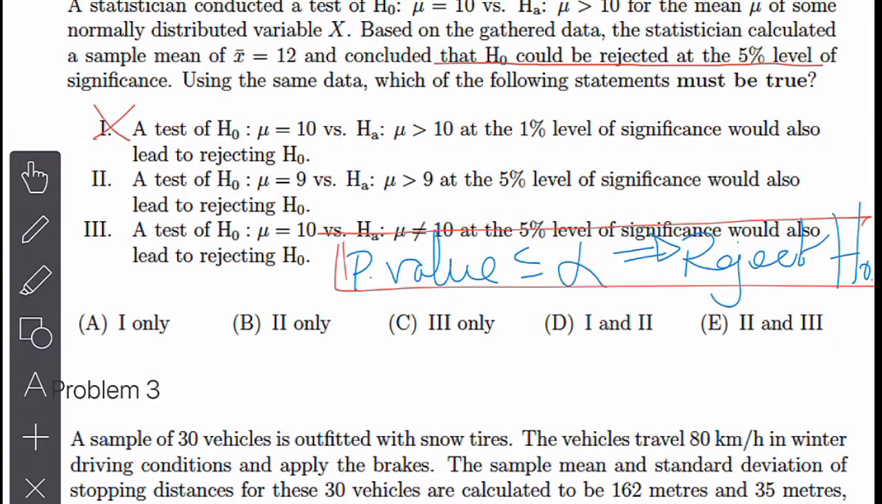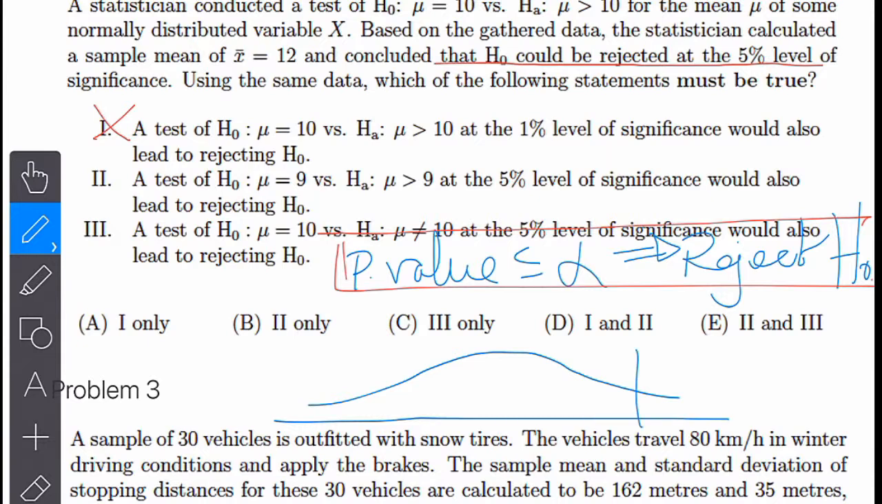I'm going to jump to the third one before I do the second one because it's along the same line of thinking. So if you're rejecting a one-sided test, that means you end up as an outlier somewhere over here, right? Where this is 5%. That's what's happened. So you ended up over here somewhere.